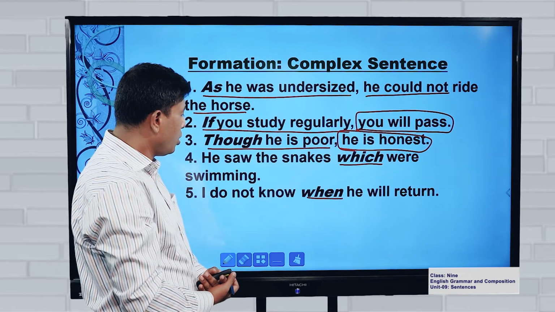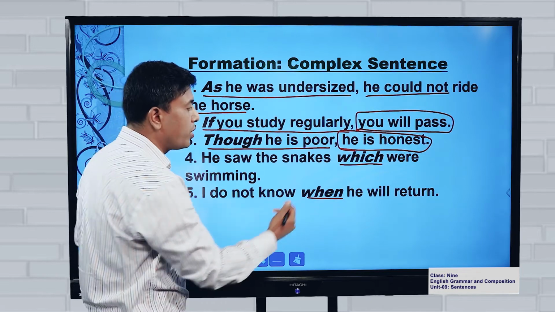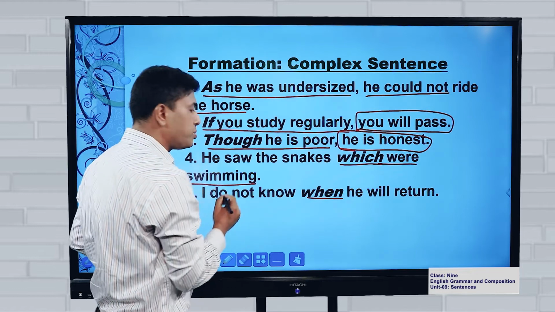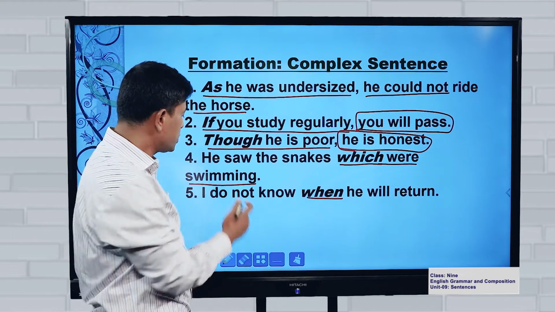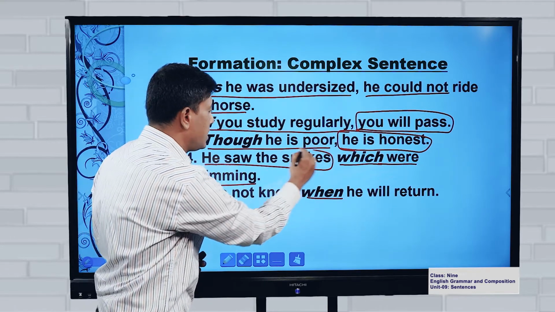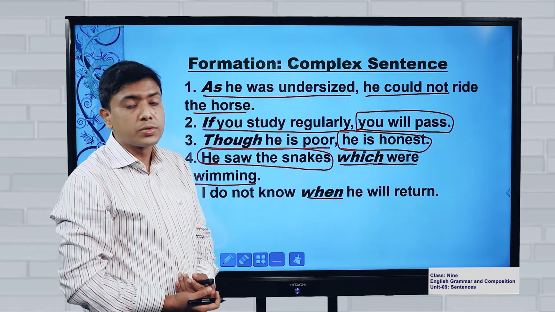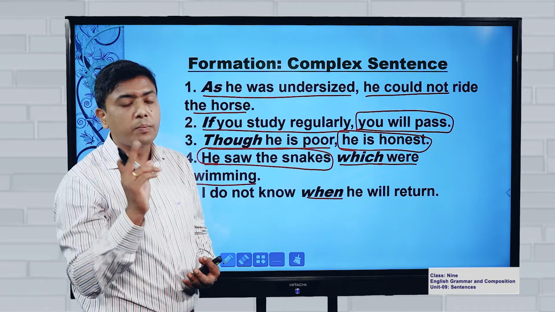See, number 4, he saw the snakes which were swimming. So when we say which were swimming, this is going to be the dependent or subordinate clause. And the first part, he saw the snakes, it is giving us a complete idea. Therefore, it is independent clause. So, independent and dependent clause making complex sentence.